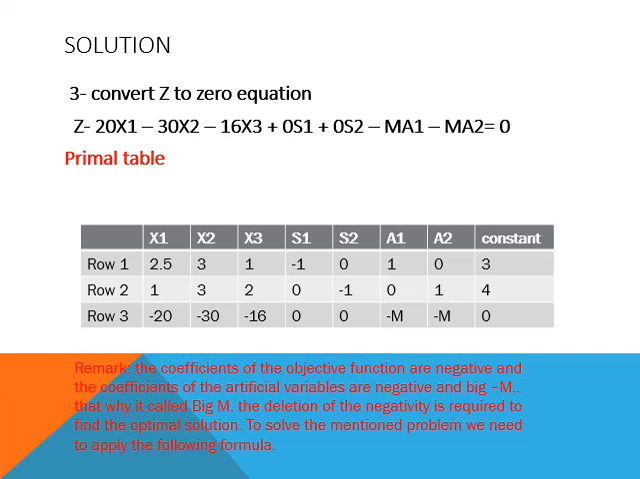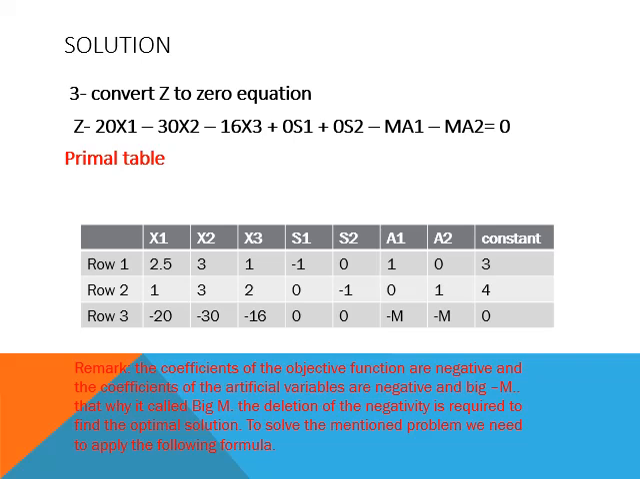1 is the coefficient or parameter of a1 in constraint 1. Also 1 is the coefficient of x1 in constraint 2, then 3, 2, 0, negative 1, 0, 1, 4 respectively. Negative 30, negative 20, negative 30, negative 16, 0, 0, negative M are the coefficients of z. Check z, the zero equation of the objective function.